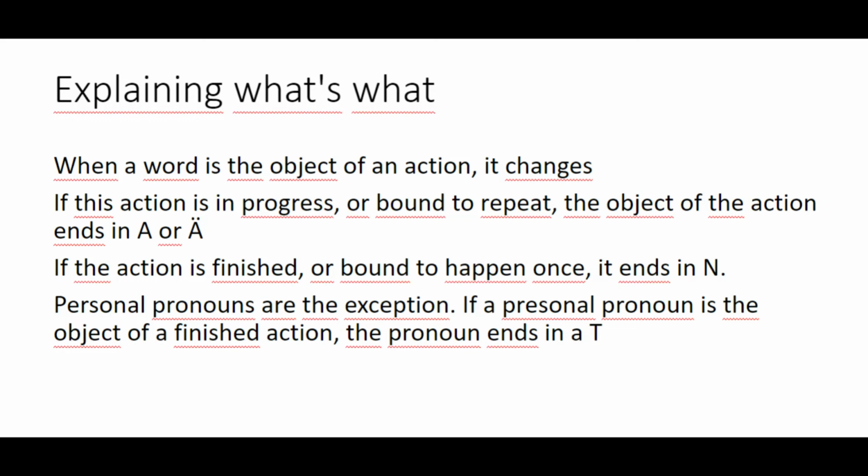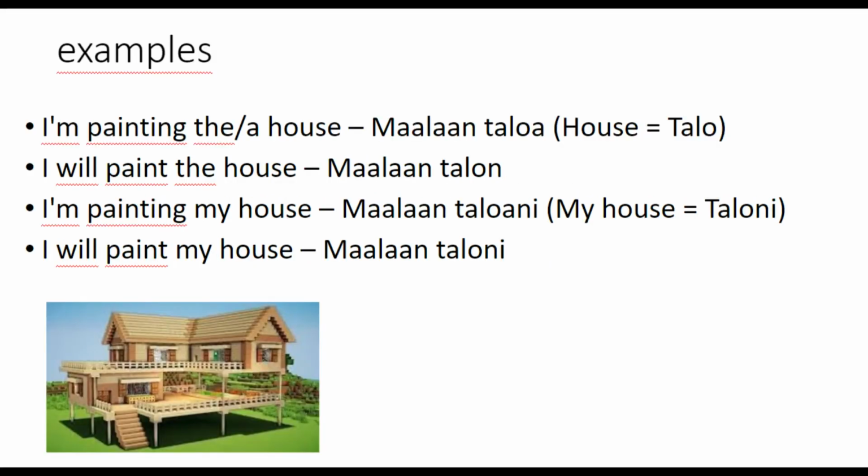So, when a word is the object of an action, the word changes. If this action is in progress or bound to repeat, then the word ends with either an A or the other A, which has the two dots on top of it. If the action is finished or bound to happen only once, then it ends with an N. Personal pronouns are the exception. If a personal pronoun is the object of a finished action, the pronoun ends in a T. And here are some examples of this.